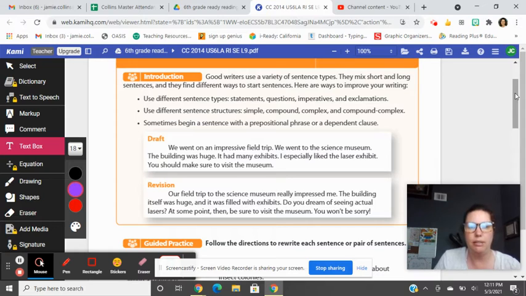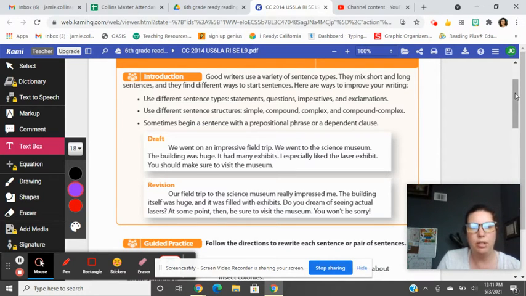Okay, we went on an impressive field trip. We went to the Science Museum. The building was huge. It had many exhibits. I especially liked the laser exhibit. You should make sure to visit the museum. So here's how we can make this short paragraph better.